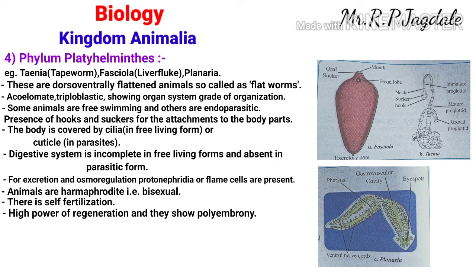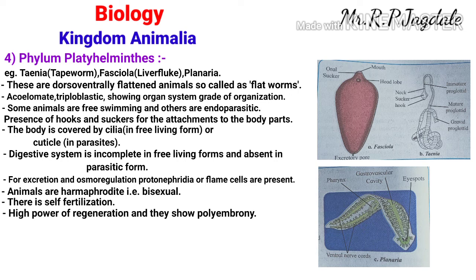It is also called flatworms. They are triploblastic and acoelomate. Some are free living, some are parasitic, having hooks and suckers for the host. Digestive system is either absent or incomplete. Protonephridia or flame cells are for excretion and osmoregulation. They are bisexual, that is hermaphrodite. Self-fertilization is there. They have high power of regeneration and show polyembryony.